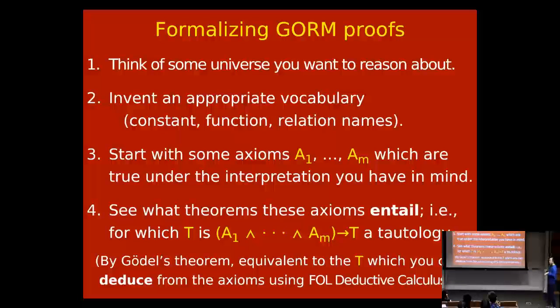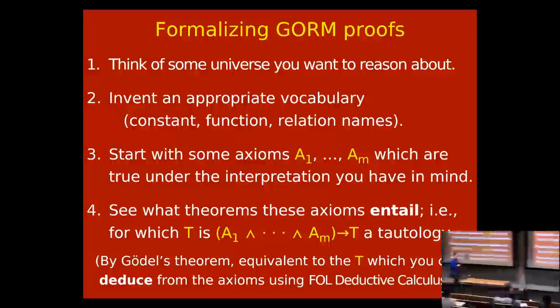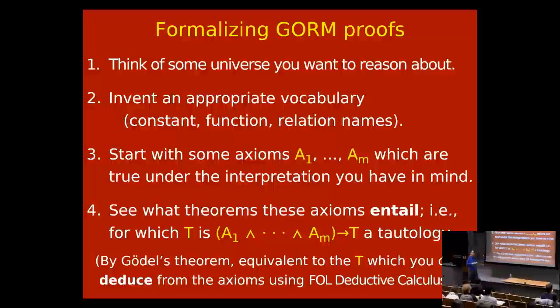So if the axioms are some basic axioms about arithmetic and T is Fermat's last theorem or some other simpler theorem maybe, then to check whether or not your theorem really follows validly from the axioms is the same as checking whether this thing is a tautology. And now this Gödel completeness theorem tells us, we understand things about checking whether something is a tautology. It's equivalent to whether or not you can deduce this sentence using this deductive system, deductive calculus.